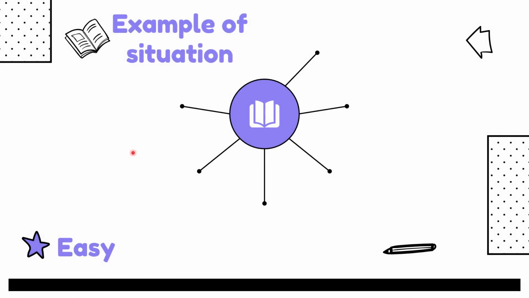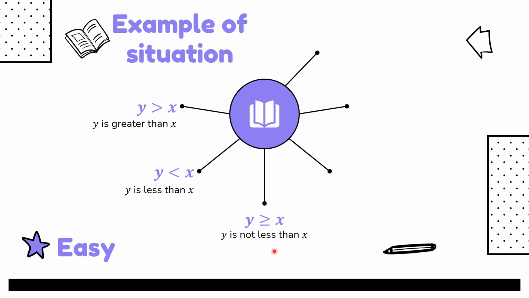For examples of situations, we already learned the four signs of linear inequality: greater than or equal, lower than or equal, greater than and lower than. Now we see examples of situations. This is an easy level for you to understand. The first one, y is greater than x. You already know this one. The second one is y is less than x. We can also say y is lower than x. These two are the common ones that you used to see. And the third one, y is higher than or equal to x. We can also say y is not less than x.